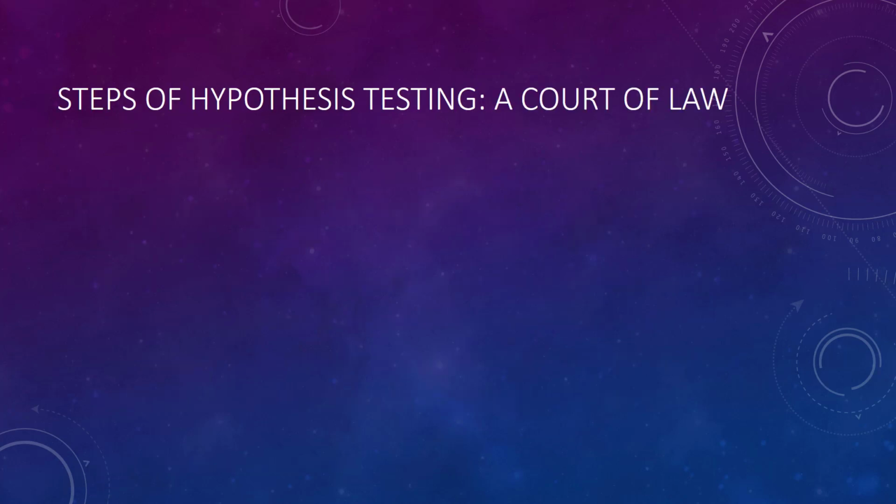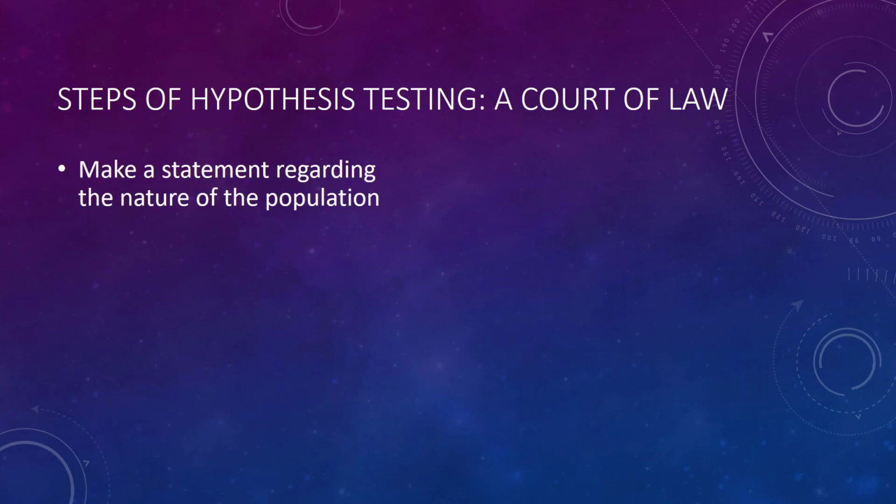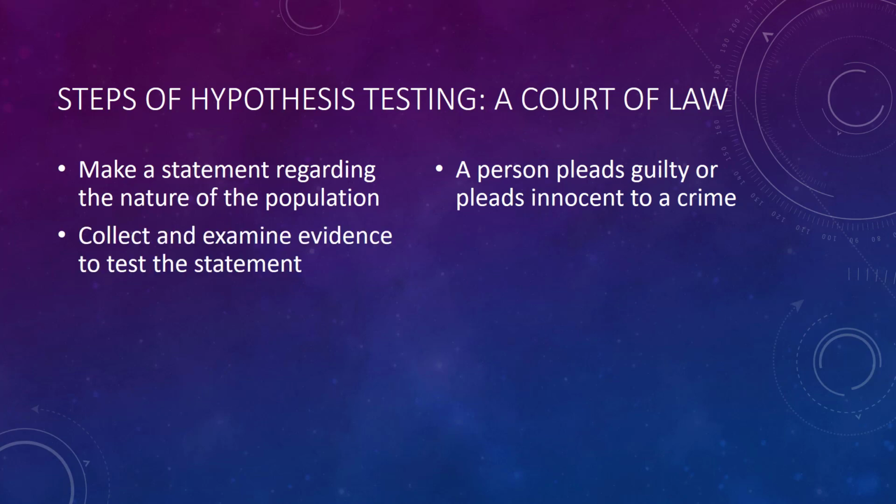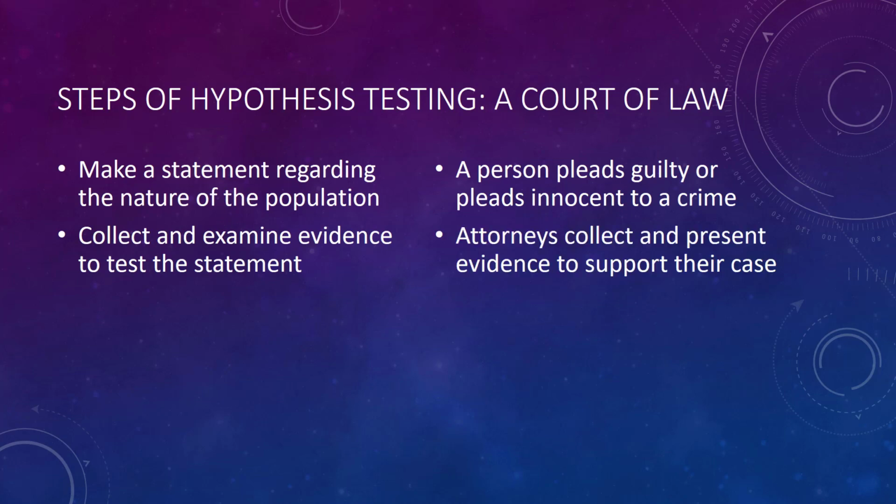Steps of hypothesis testing, a court of law. The first thing we do is to make a statement regarding the nature of the population. This is analogous to a person pleading guilty or innocent to a crime. We then collect and examine evidence to test the statement. This is analogous to the process of attorneys collecting and presenting evidence to support their case.